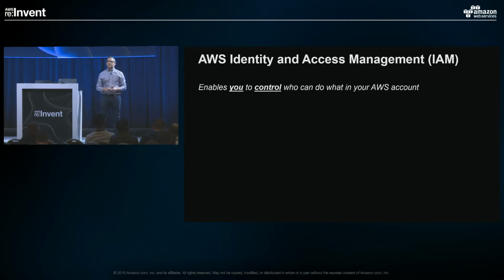AWS Identity and Access Management is a free service within your AWS account. It enables you to control who can do what in your account. Within the service, you can create roles, groups, and users. And for each one of these, you can author an access policy and attach it to them in order to give them permission to do actions in your account.